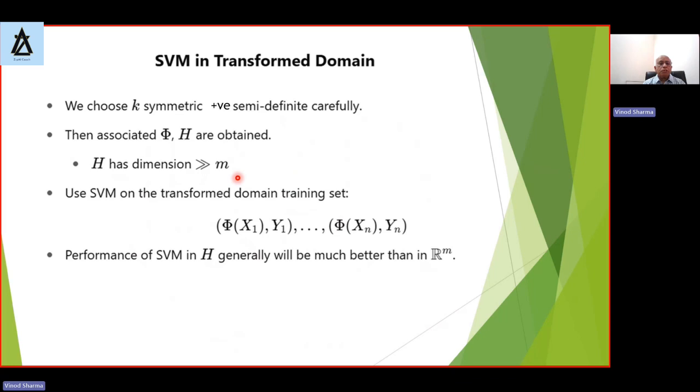The dimension of H in general will be much, much larger than the dimension of the domain of X, which is M. Now, in this transform domain, phi(x1), y1, through phi(xn), yn, we use SVM to obtain the optimal classifier. As we said, especially if we have picked K carefully, this optimal SVM obtained in the transform domain generally performs much better than that in the original space.